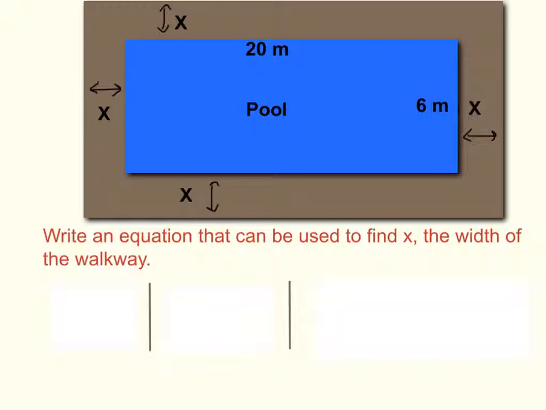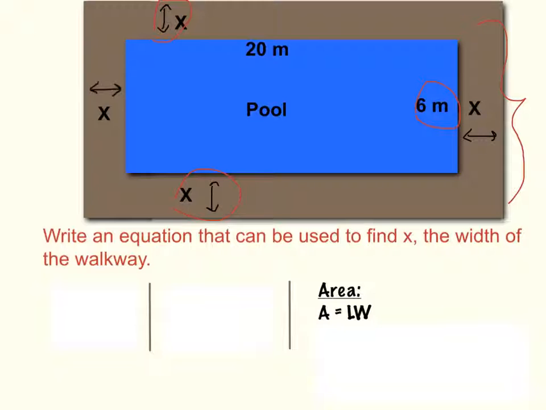If I'm looking for x, knowing the area, I know that the area is length times width. So I need to write an expression for the length in terms of x and the width in terms of x. My length, for this rectangle, goes up and down. So if I look at all of my numbers or variables that go in that up and down direction, we have an x, 6 meters, and another x.